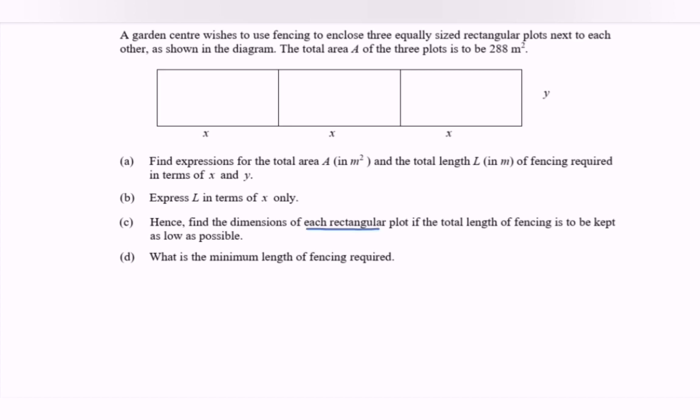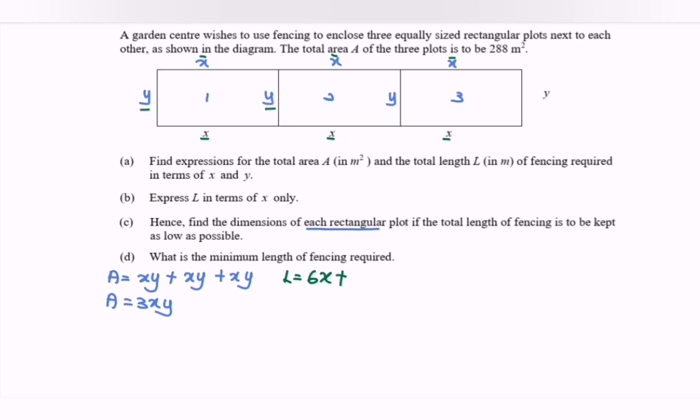So here we have the x, and here we have the y. So let's focus on the area. As we all know, we have 1, 2, and 3. So meaning that, number 1, we have xy, plus the second one, we also have xy, plus the third one, we also have xy. So the area will be 3xy. As for L, the length, notice that we have 1, 2, 3, 4, 5, and 6. So here we have 6x, plus we have 1y, 2y, 3y, and 4y. So we have 4y. So that is the answer for A.